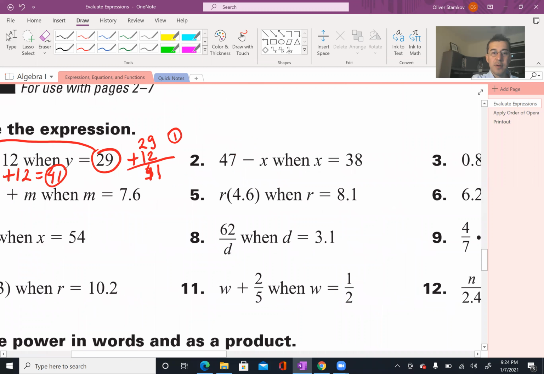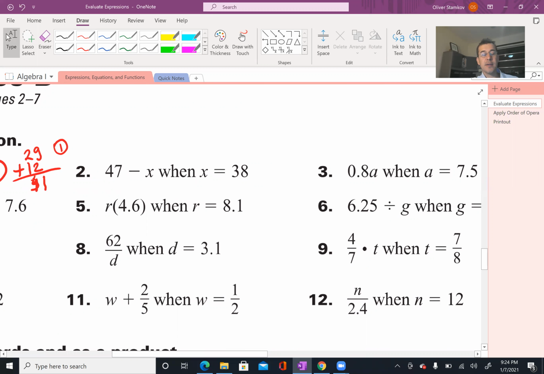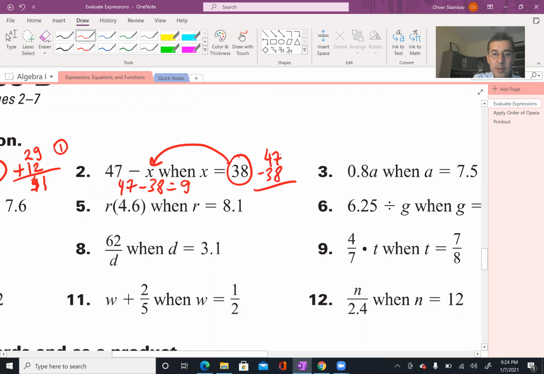Next one is 47 minus x when x is 38. So we substitute 38 for x. So this becomes 47 minus 38, or that is 9, right? So this is how we do it, 47 minus 38. So 7 minus 8 doesn't fit. So we do 17, so we borrow 1 from the 4. So 17 minus 8 is 9. Now 4 is not really 4, now it's 3 because we took 1. So 3 minus 3 is 0. Okay, so we don't write the 0. So this is 9. So 9 is the solution for number 2.